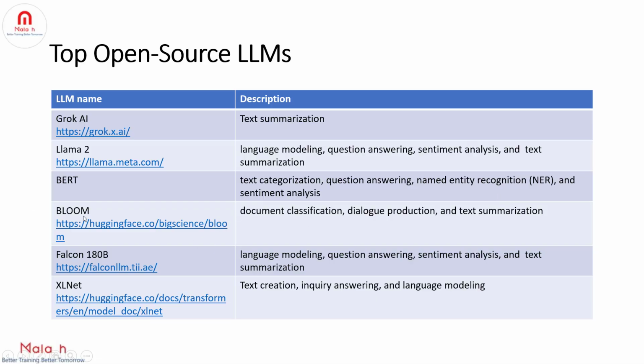And another open source LLM is Bloom. This is used for document classification, dialogue production, and text summarization. And the other one is Falcon, right? This is best used for language modeling, question answering, sentiment analysis, and text summarization. And the other one is XLNet. This is best used for text creation, inquiry answering, and language modeling.